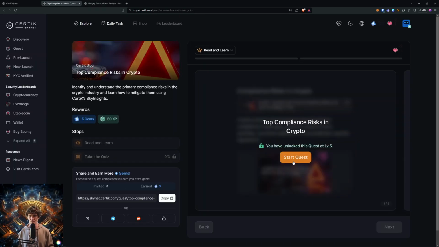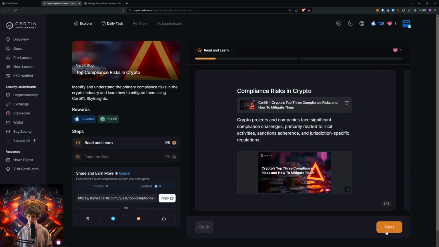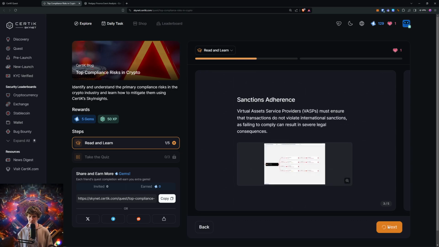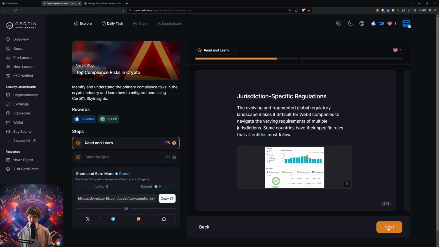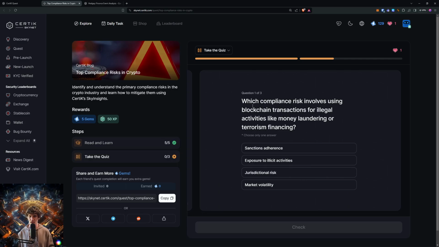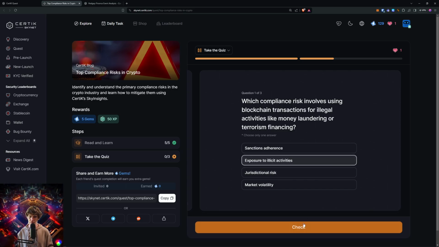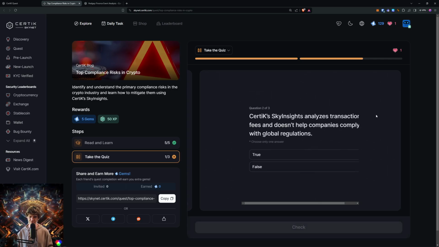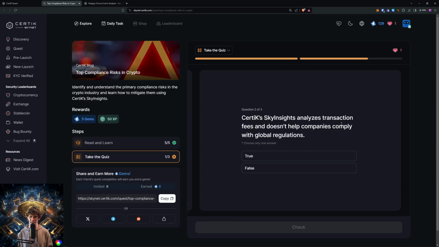Okay, next up, top compliance risks in crypto. Exposure to illicit activities, sanctions adherence, jurisdiction specific regulations, like being in the US and other countries that are not able to participate in KYC on exchanges. There's some Skynet solutions. Compliance risks involve using blockchain transactions for illegal activities like money laundering or terrorism financing. So which compliance risk involves this one? Exposure to illicit activities. So CertiK Skynet Insights analyzes transaction fees and doesn't help companies comply with global regulations.